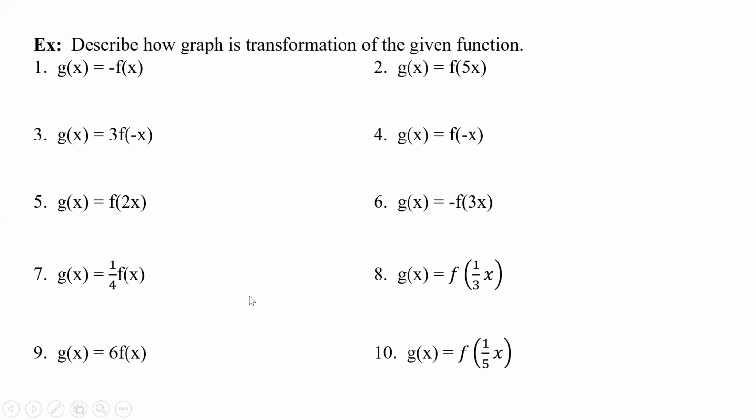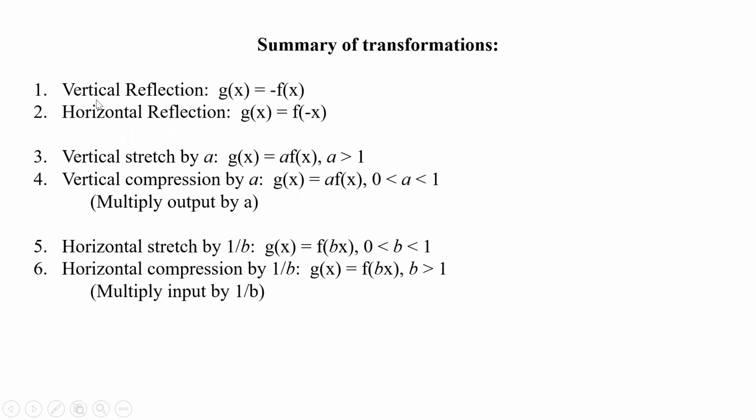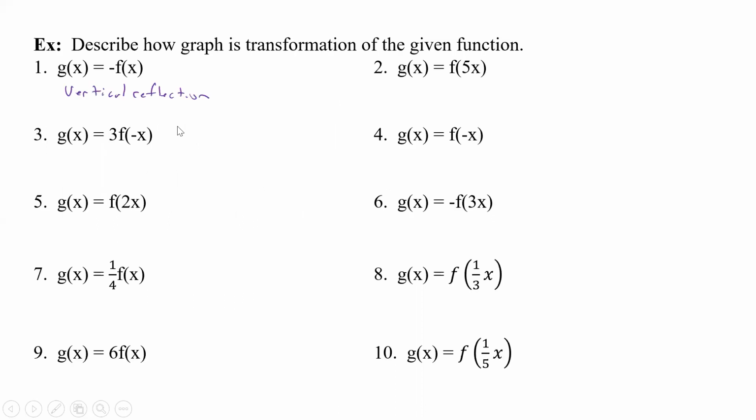So let's look and describe how each of these graph transformations differs from the original function. Our original function is f of x, and so what did we do here? Now we have negative f of x. Well, what does that do? That's going to be a vertical reflection. Okay, and again, this chart here will help you a lot. Here we have vertical reflection.